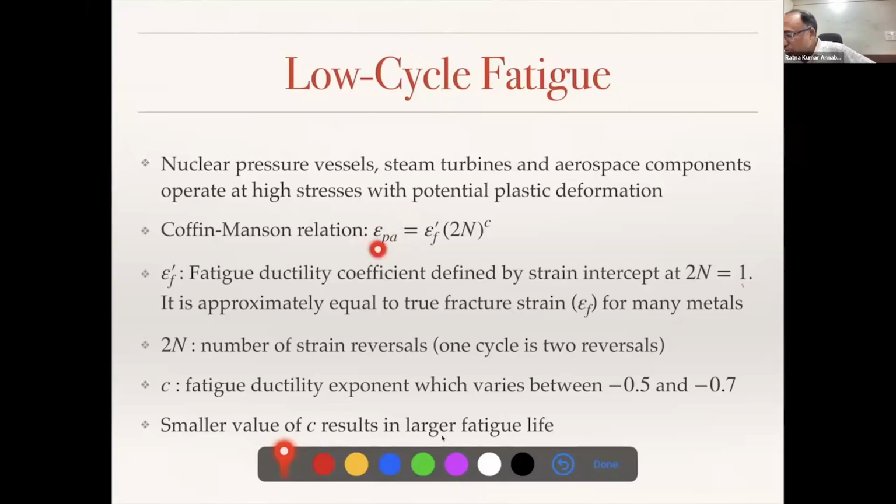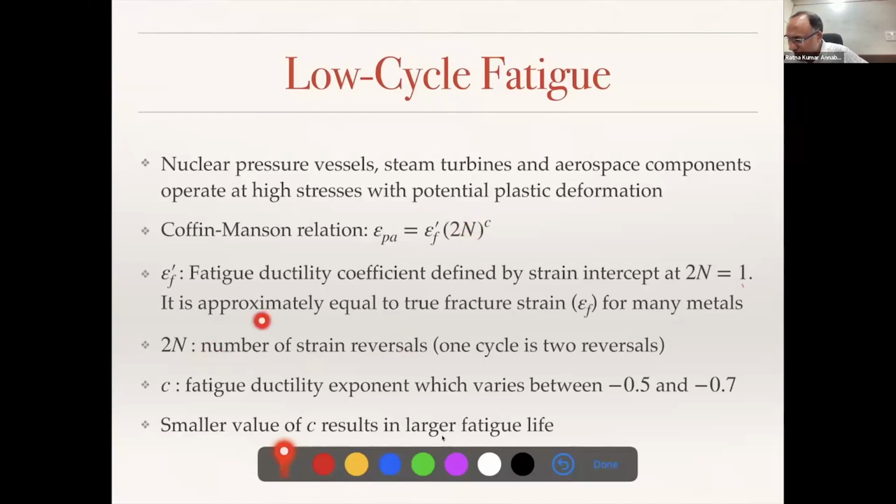Plastic strain amplitude is equal to some constant, epsilon F dash, a material constant called the fatigue ductility coefficient, times 2N to the power c, where c is also a fatigue ductility exponent, whose values vary between minus 0.5 and minus 0.7, like A and B in the case of S is equal to A N power b. However, please note that 2N here is the number of strain reversals.